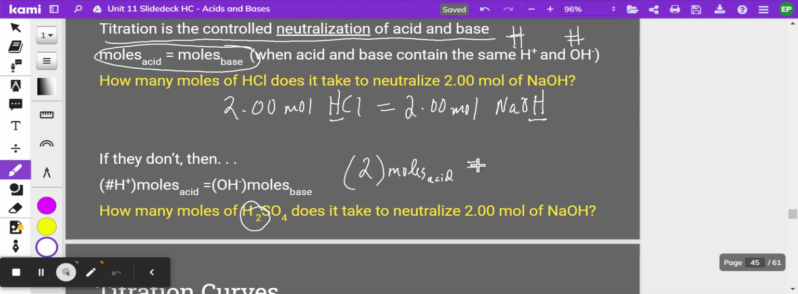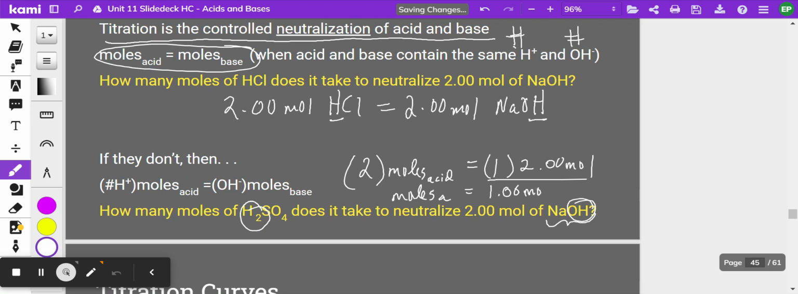So then we'll insert to the right side of our equation the number of hydroxide ions in the formula of sodium hydroxide, which is just 1. There's only one of those in that particle, right? And then multiply that by the quantity 2.00 moles. So how many moles of the acid does it take to neutralize this base? Well, if you do the math here, the answer would be 1. And if we're using our rules of sig figs, the moles of acid would be 1.00 moles.